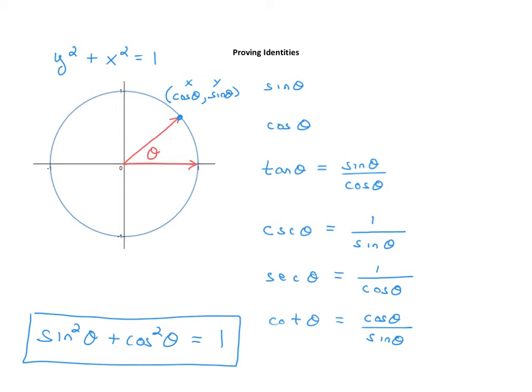So just kind of a quick reminder of what we're going to need in this lesson. Sine and cosine are defined off of the unit circle, and they yield this identity. The other 4 trig functions are defined from sine and cosine.